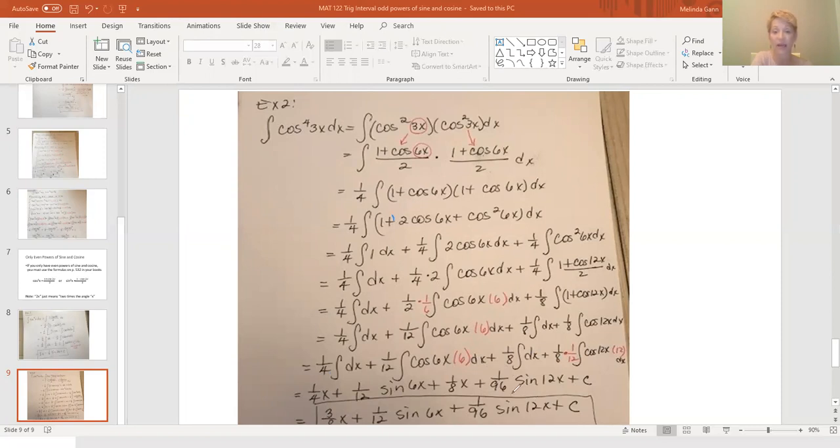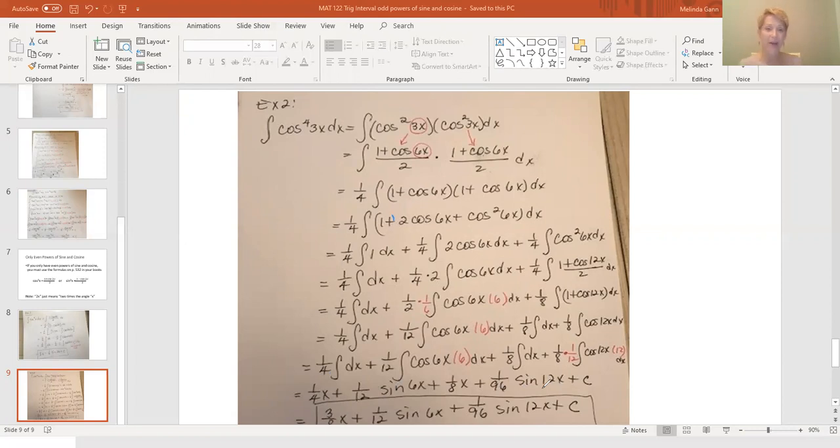Now, you could, which I did, combine this 1/8 x and that 1/4 x. So you know 1/4 is 2/8, so 2/8 plus 1 more 8 is 3/8 x. And then I've got my 1/12 the sine of 6x, and my 1/96 the sine of 12x. And then because it's indefinite, don't forget that plus c.